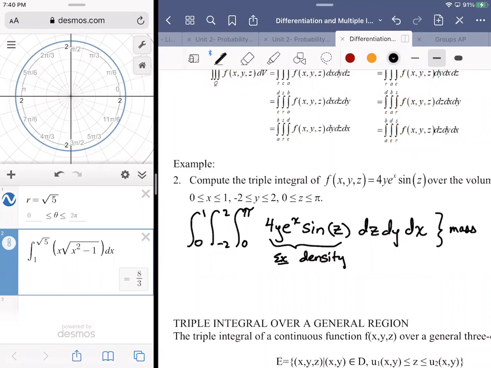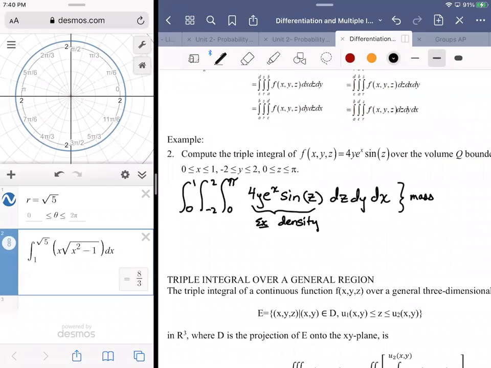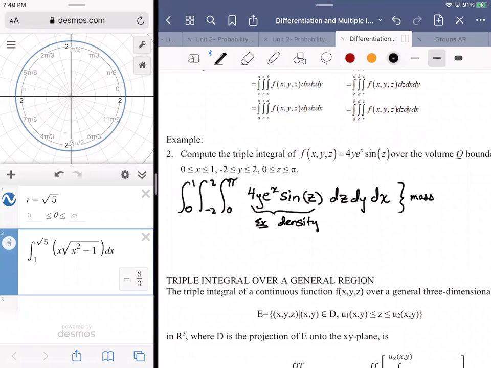So again, I'm not saying that this is density, a density function. I don't even know if this function makes sense for density. Probably not. I'm just saying if it were density, then the result of this computation would be mass.